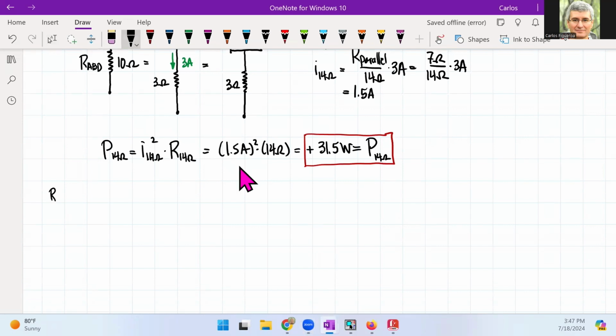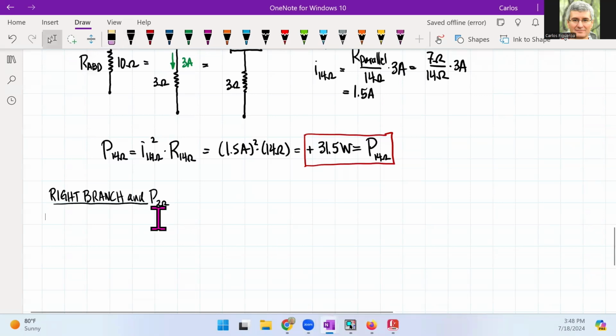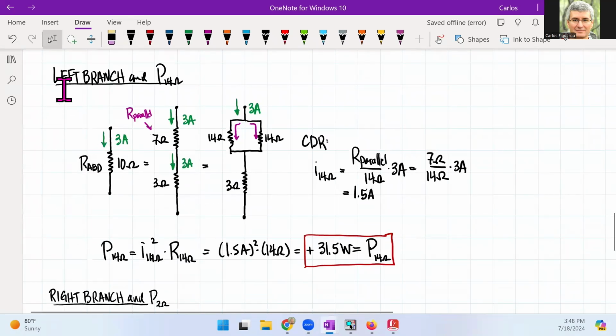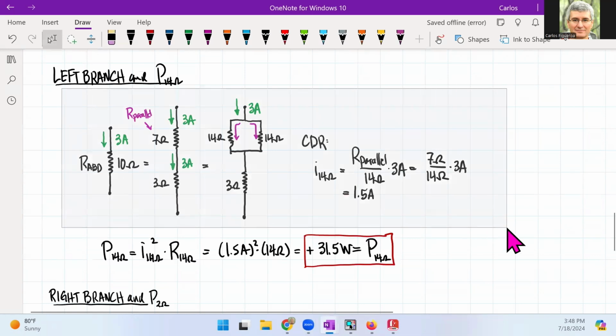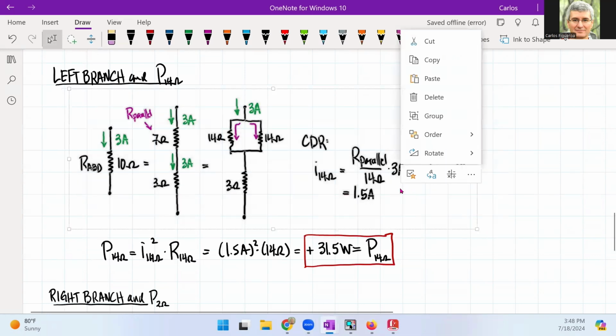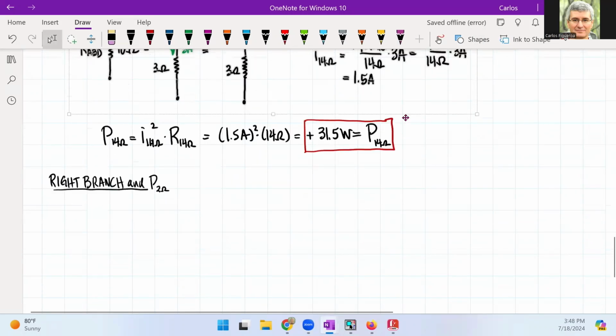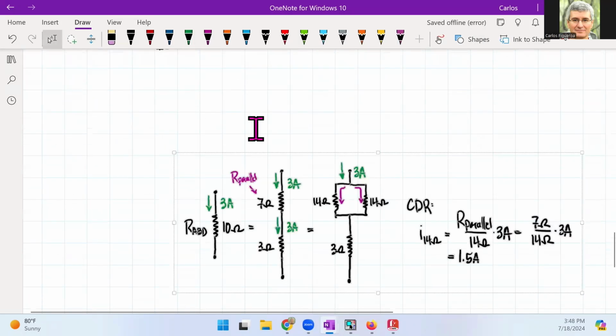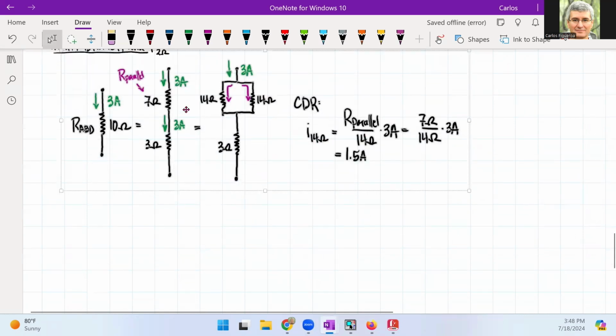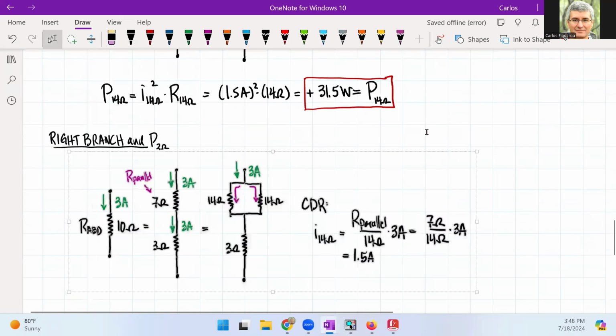So we're on the right branch, and the power of the 2 ohm. Now, this is a repeat of the previous section. So to try to save time, I'm going to copy this and then just modify it. So if I come in here and paste it, remember, this is an old calculation, but we want to modify it.